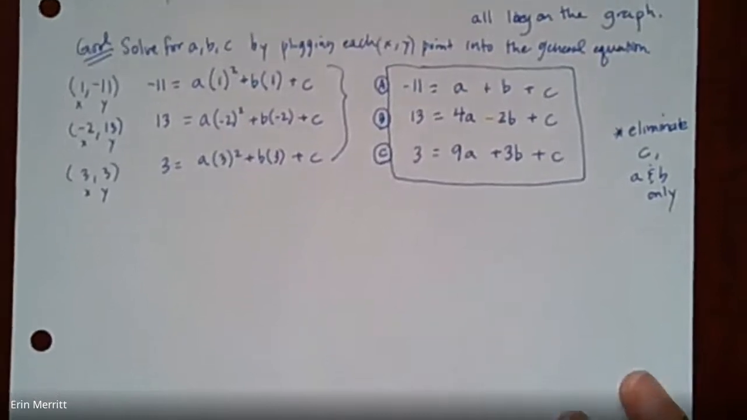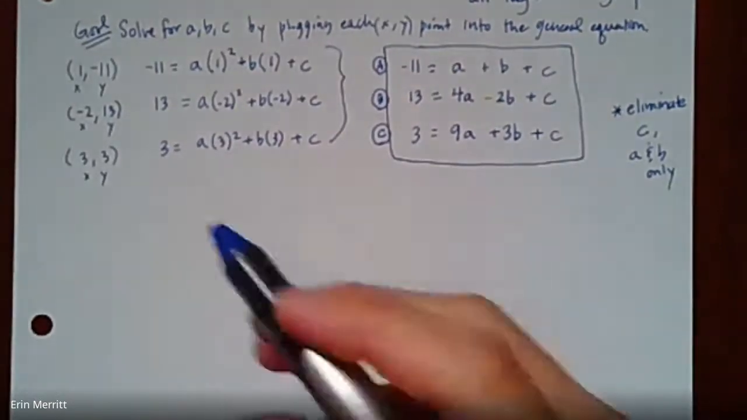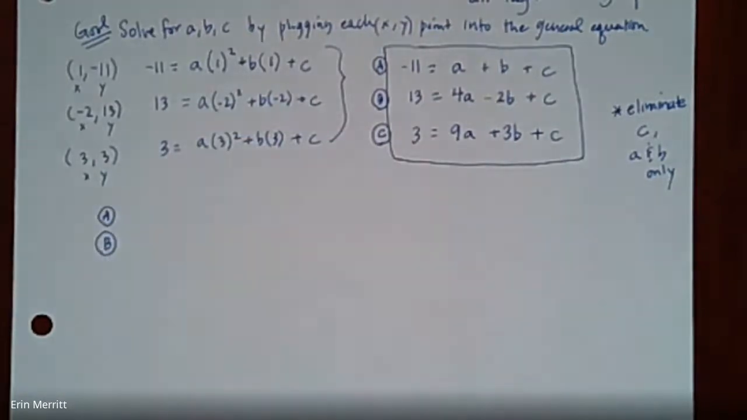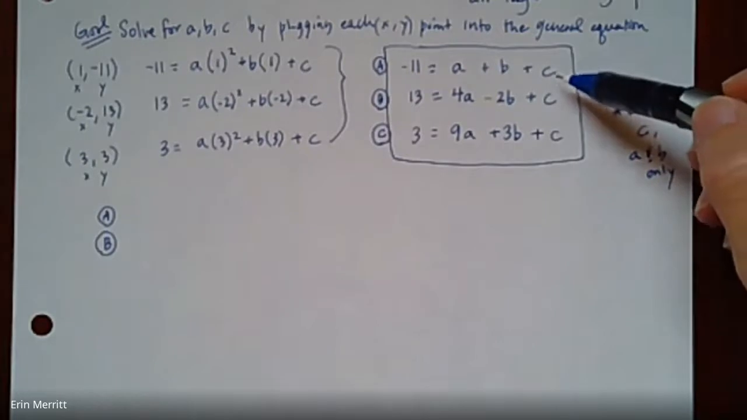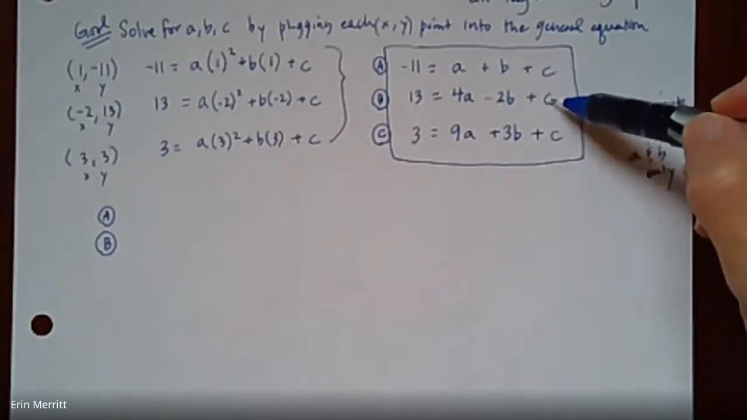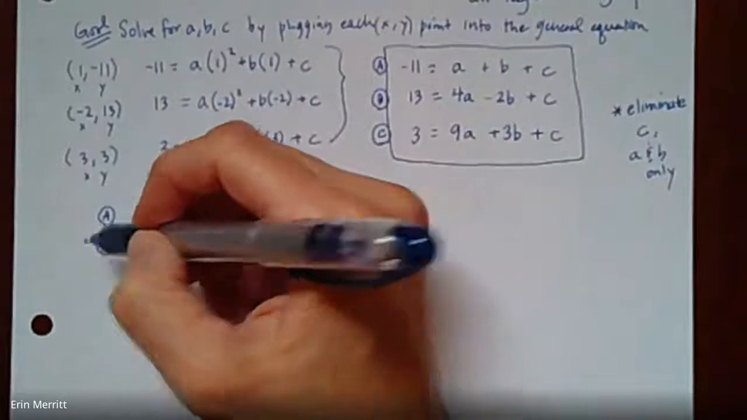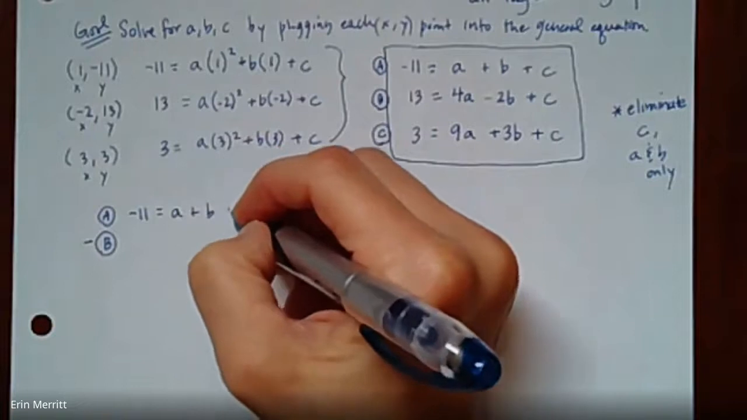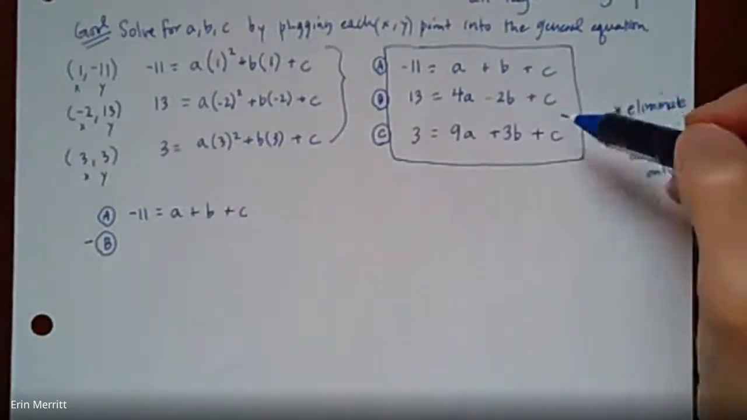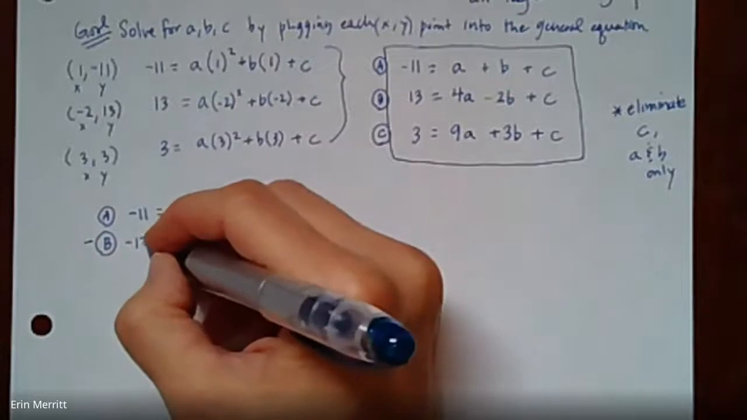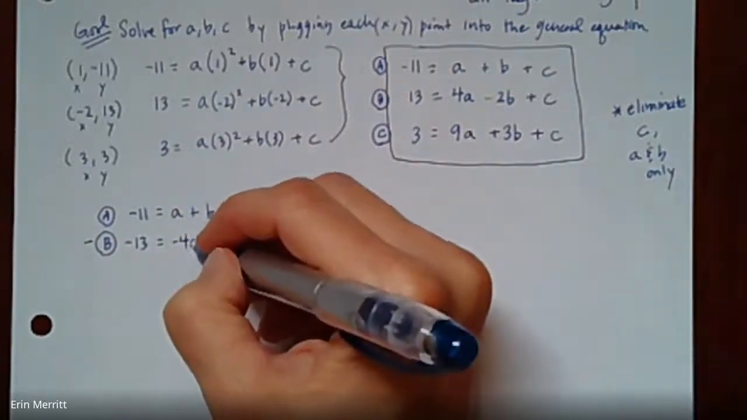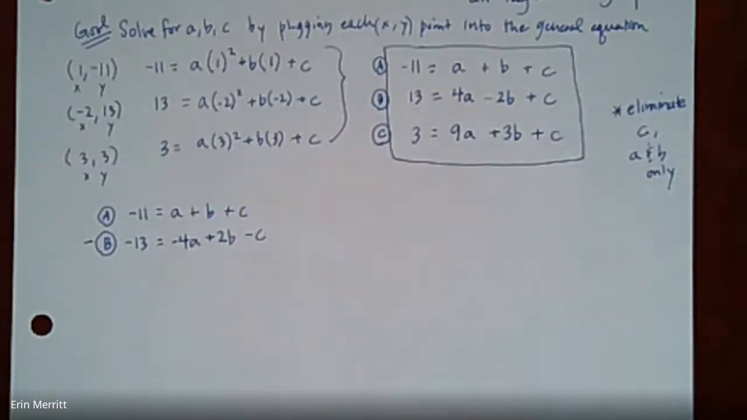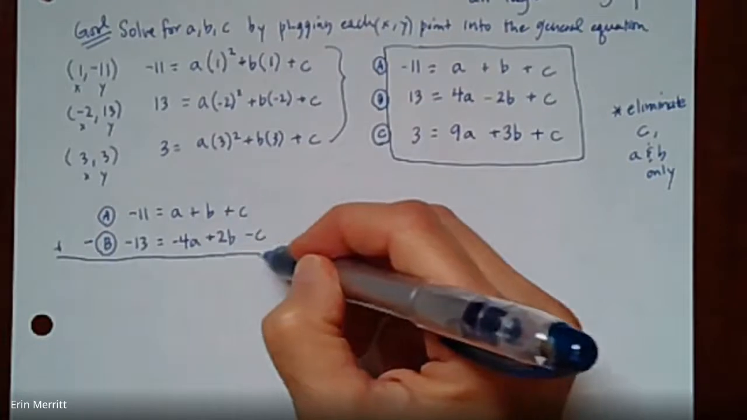All right. To keep it simple, I'm just going to pair up the first 2 equations. So I'm going to use equation A and use equation B. And to eliminate C, since they're both positive C, I'm going to have to negate one of the equations. So maybe I'll negate the second one. All right. So copy the first one exactly as is, negative 11, and then A plus B plus C. And then take the second equation and let's negate the whole thing. So negative 13, negative 4A, positive 2B, and then negative C. Let's add these guys together.